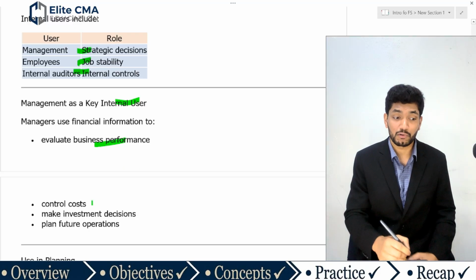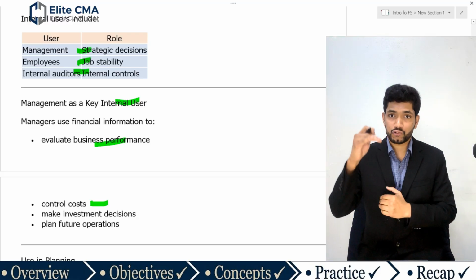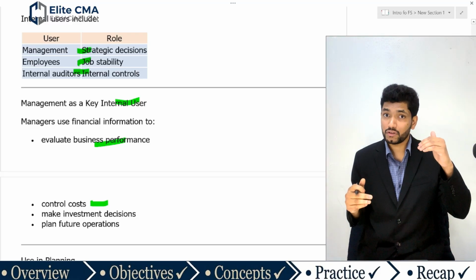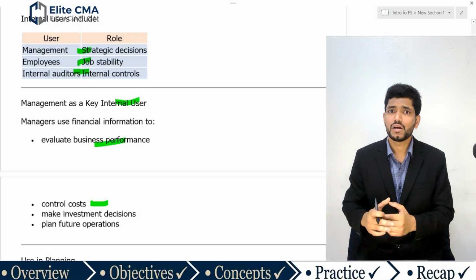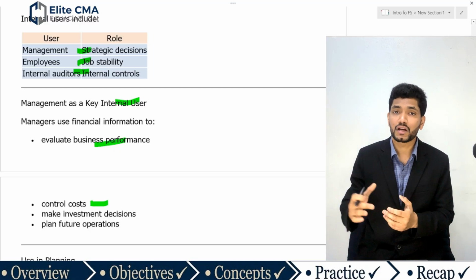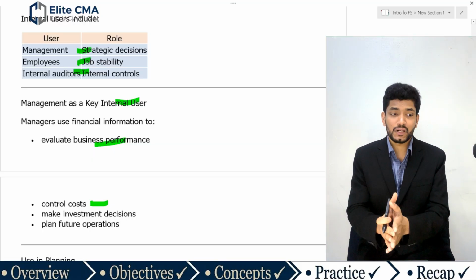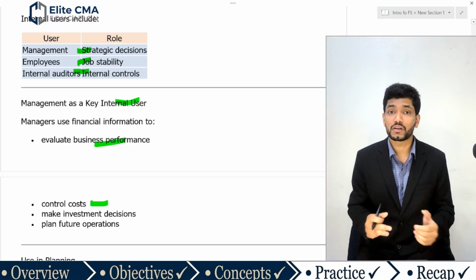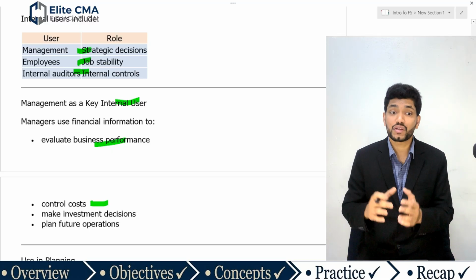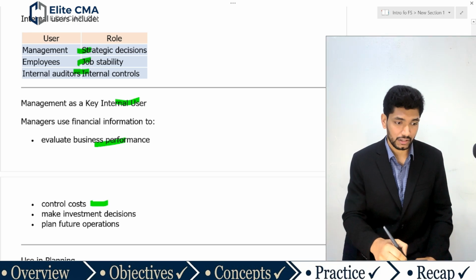Then the second thing is cost control. How the cost elements are moving, how the cost of goods sold is moving, how employee expenses are moving, how other operational expenses are moving, how the sales and marketing expenses are moving. All these things reveal insight to the internal management to make various decisions, to see how the cost is behaving and to take initiatives for cost control.